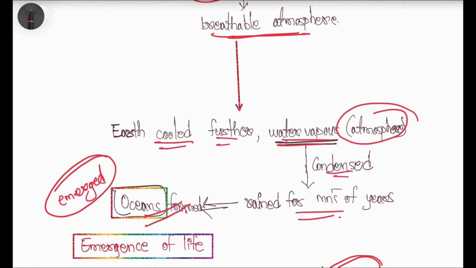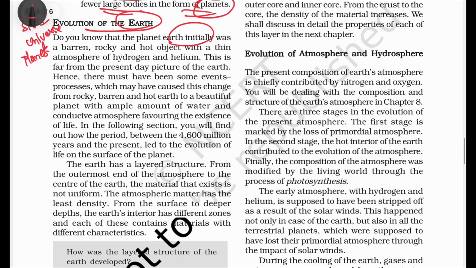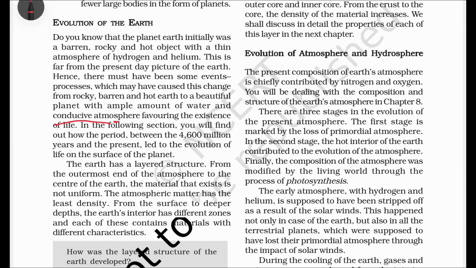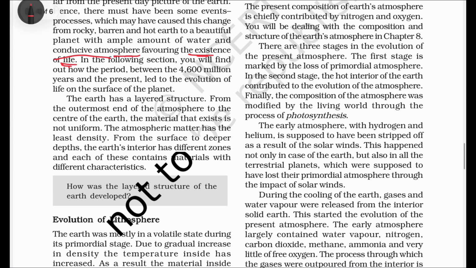So now we will read in the NCERT. Planet Earth initially was a barren, rocky and hot object with a thin atmosphere of hydrogen and helium. This was far from the present day earth. So there must have been some events and processes through which the changes happened, leading to the present earth having ample water and a conducive atmosphere, favoring the existence of life. In this section we will understand how the period between 4600 million years ago and the present led to the evolution of life on the surface of the planet Earth.